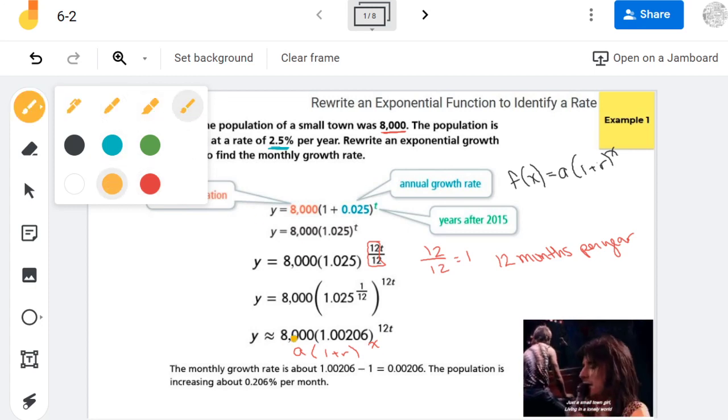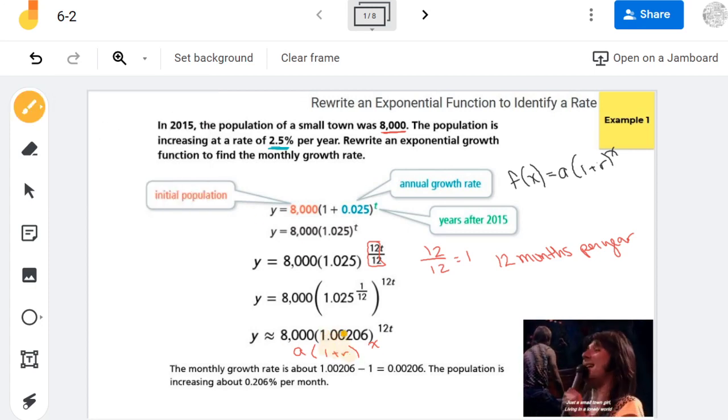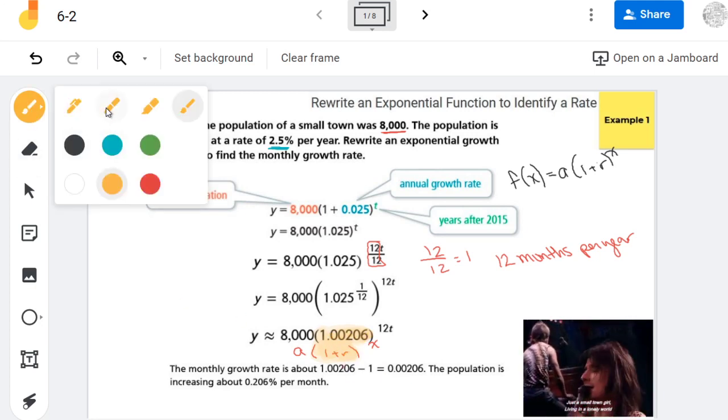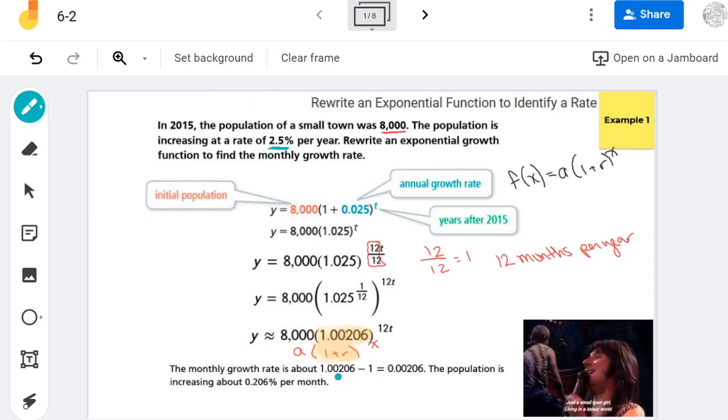Alright, so that's what we're kind of investigating in that text down below, is that 1.00206 is the same thing as 1 plus r. So if I go through and I subtract 1 from this thing, that leaves me with my rate. And that's exactly what they do here. So they do that value minus 1.